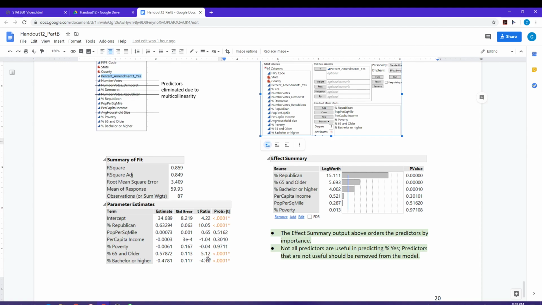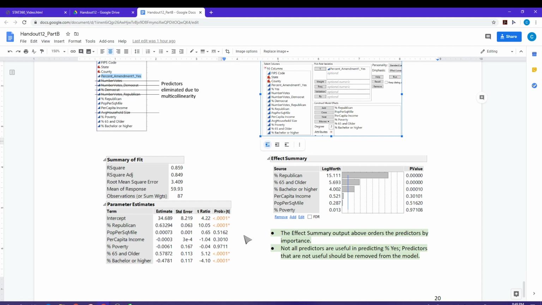I have some predictors here that are not useful. So we can see here that some of these p-values are not less than 0.05, which means that the slopes in these directions, I cannot say that they're different from flat. So the variables that do appear to matter are percent Republican, 65 and older, and bachelor.